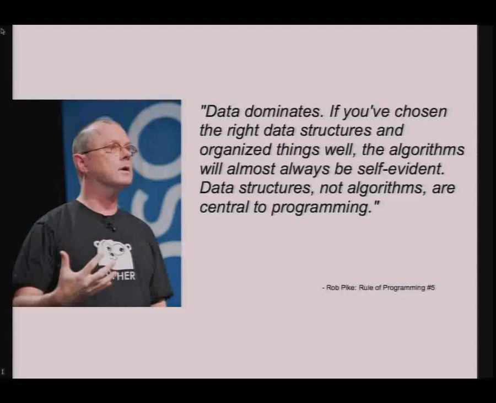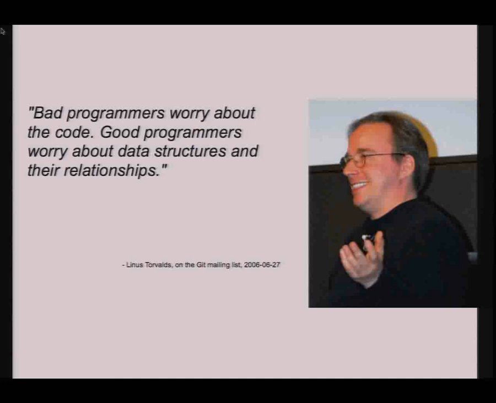Here is Rob Pike saying essentially the same thing more recently. He says, "Data dominates. If you've chosen the right data structures and organized things well, the algorithms will almost always be self-evident. Data structures, not algorithms, are central to programming." It's your schema design that matters. And then here's Linus Torvalds saying on the Git mailing list, of all places, "Bad programmers worry about the code. Good programmers worry about data structures and their relationships," which is very true. Very ironic then that Git should use a pile of files data structure.